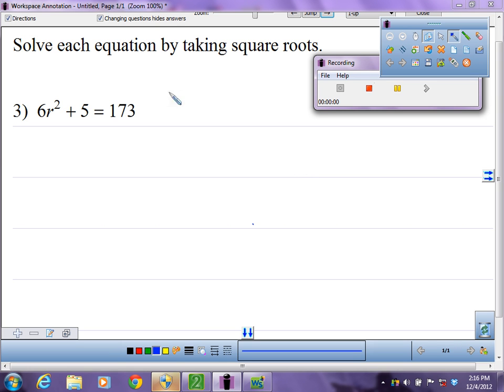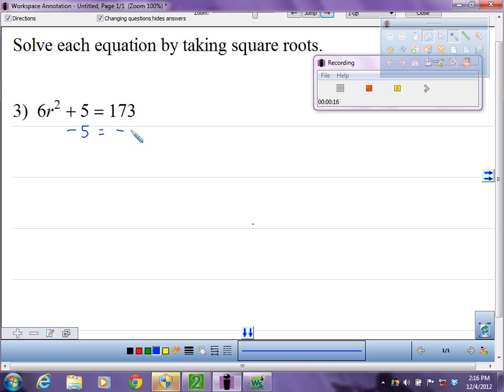Okay, on this one we're going to solve by taking the square root. So if you notice here, you have an r squared term, and then you have a constant term and another constant term. So what I'm going to do is bring the two constant terms together. Okay. That's going to leave me just the r squared term.